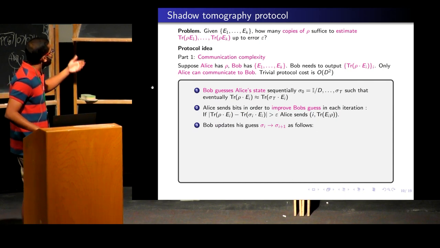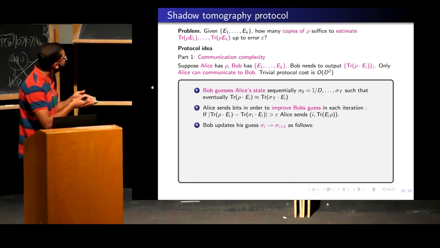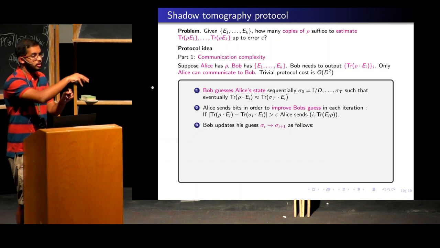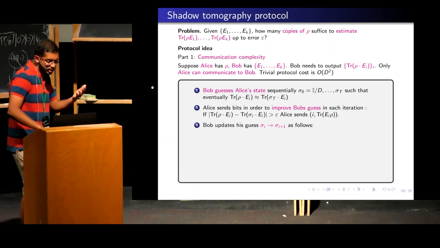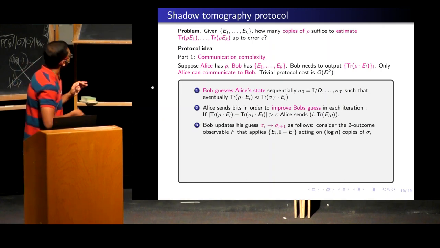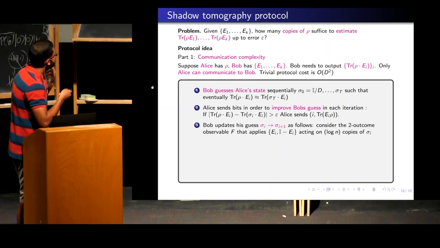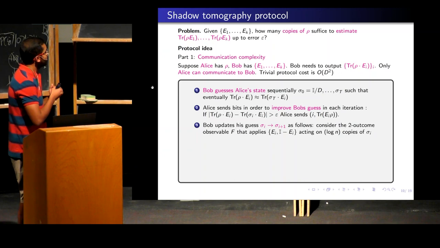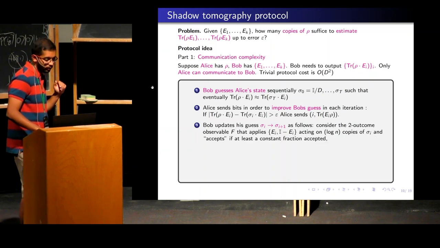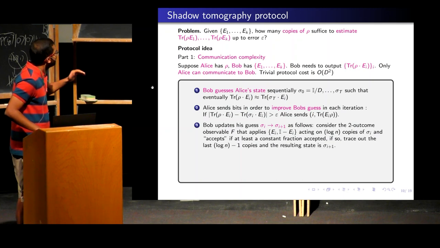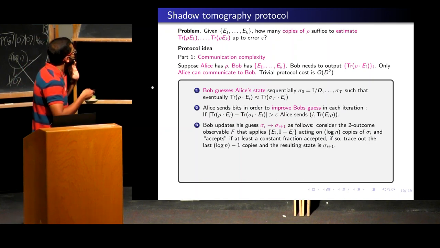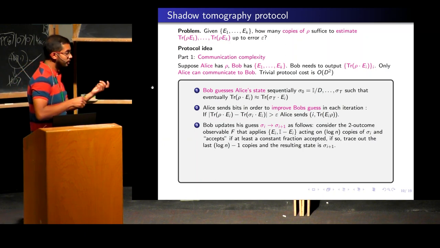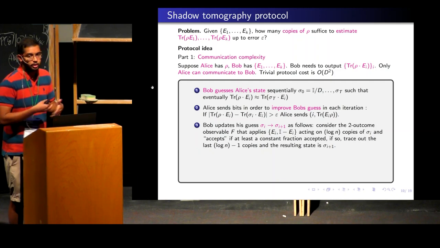So what does Bob do? Bob then updates his guess. Now Bob realizes, okay, the state that I have right now, sigma i, is not doing a good job on Ei. Maybe I need to update it to sigma i plus 1, where sigma i plus 1 does well, at least on Ei. And the way he updates it is the following. He considers this two-outcome observable F that applies Ei on log n many copies of sigma i. Because he knows explicitly what sigma i is, he prepares log n copies of sigma i, applies the two-outcome measurement Ei on log n many of them, and he only accepts if a constant fraction of them accepted. And he updates sigma i to sigma i plus 1. If it accepted, you get a post-measurement state, and you just trace out the log n minus 1 copies, registers there, and you get the first register, and that's sigma i plus 1.